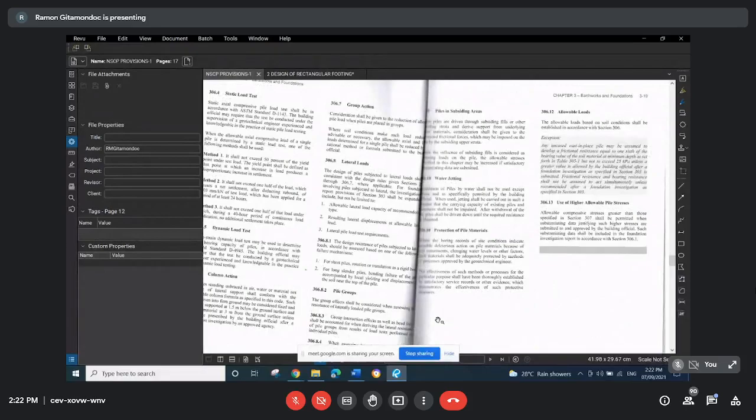And the dynamic load test, where the weight is dropped on top of the pile, then it makes use of the principle of conservation of energy. But again, the static load test simulates better the actual loading condition, no?